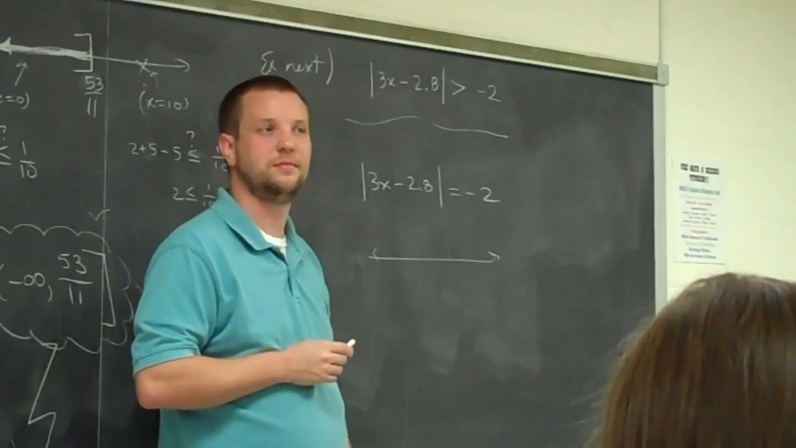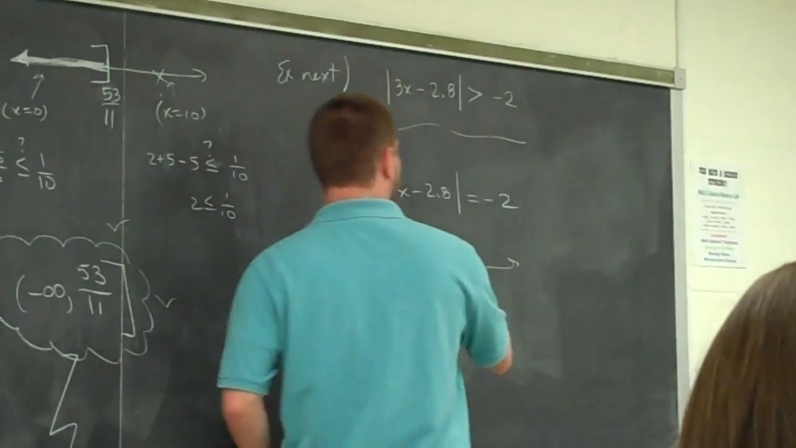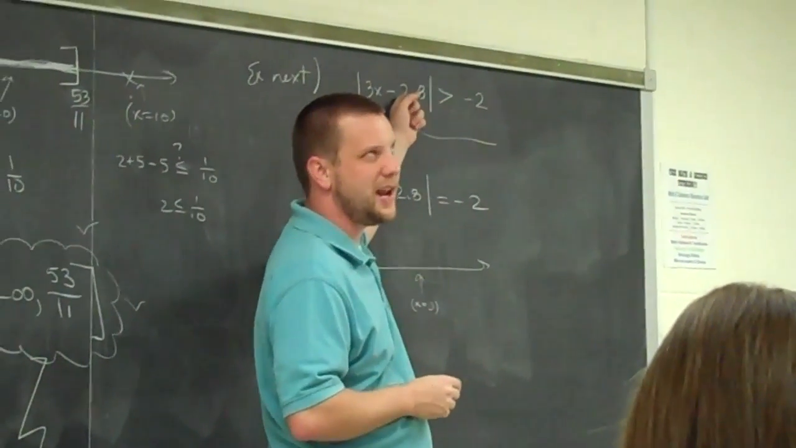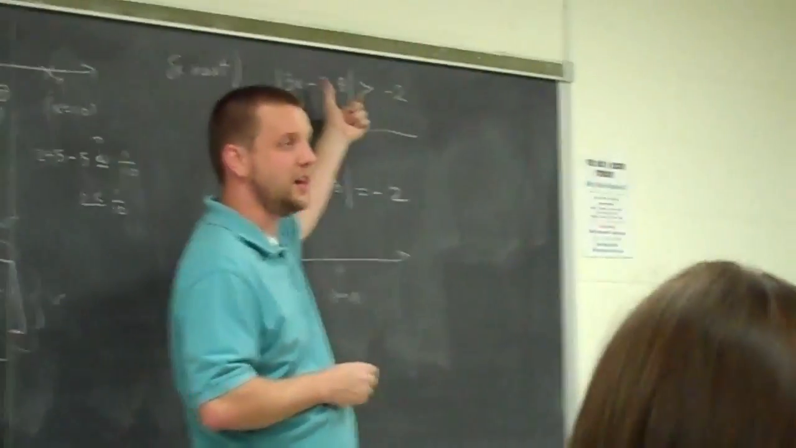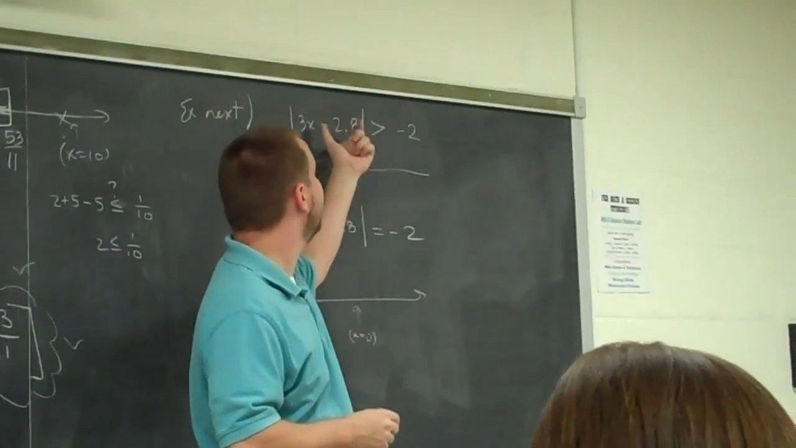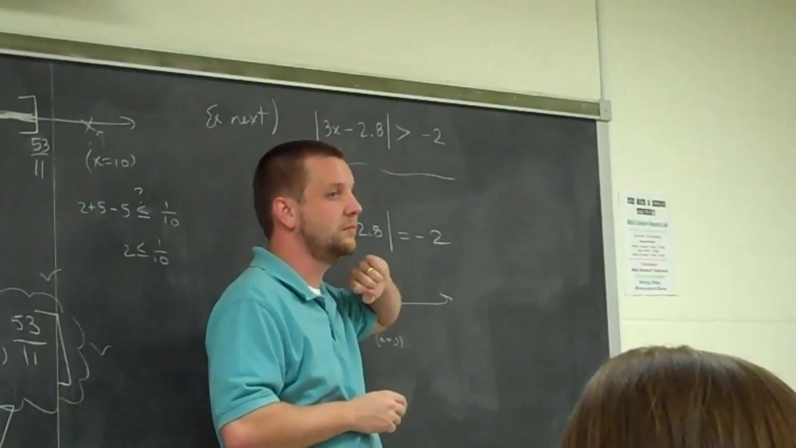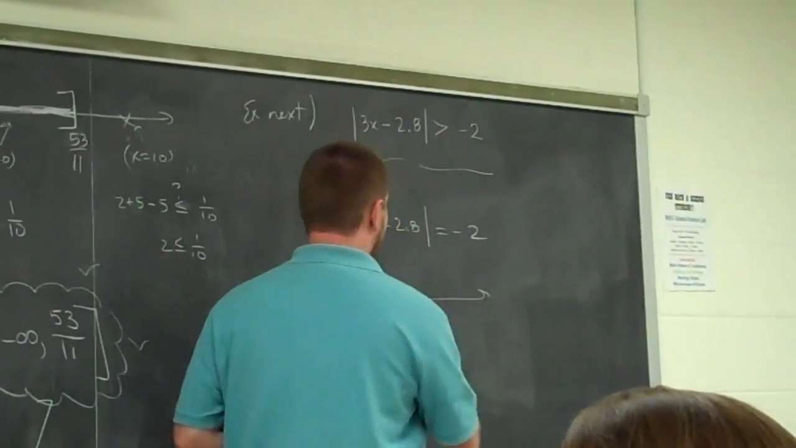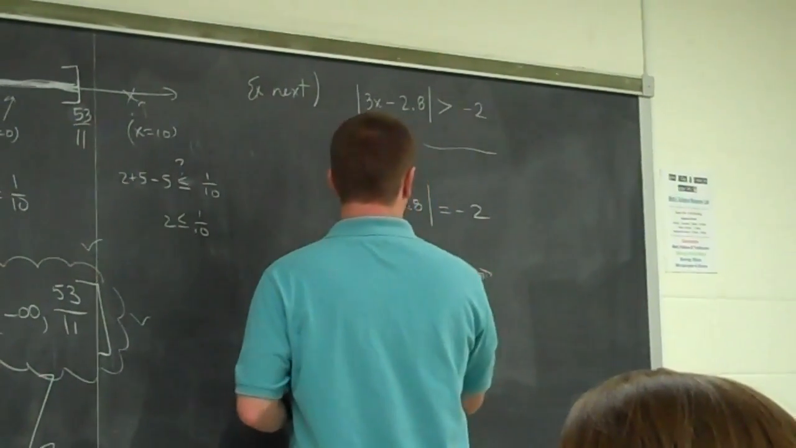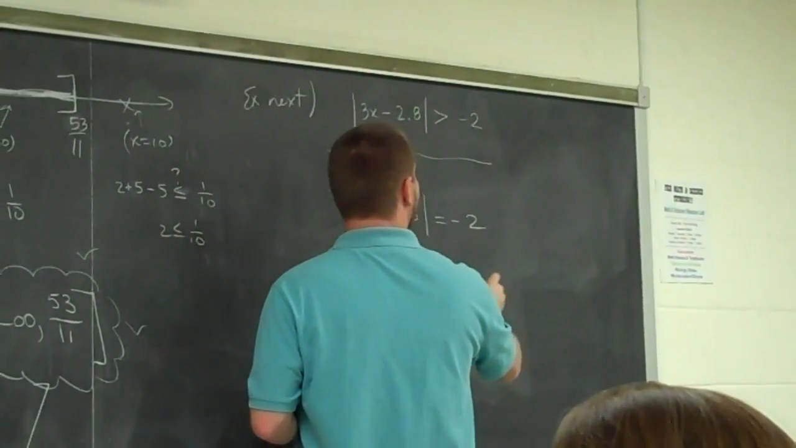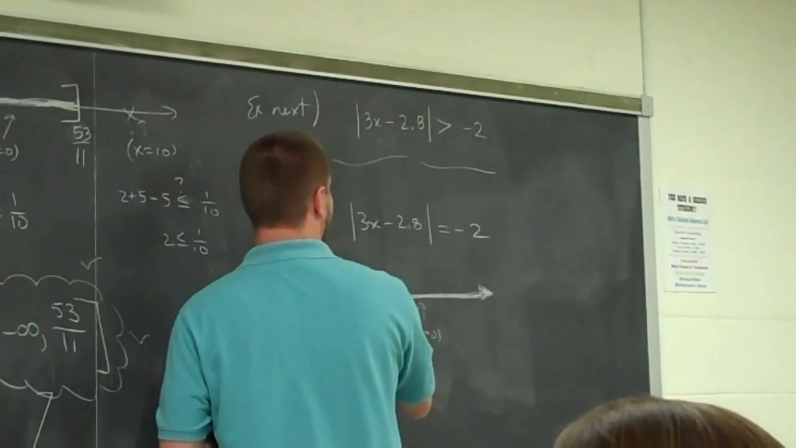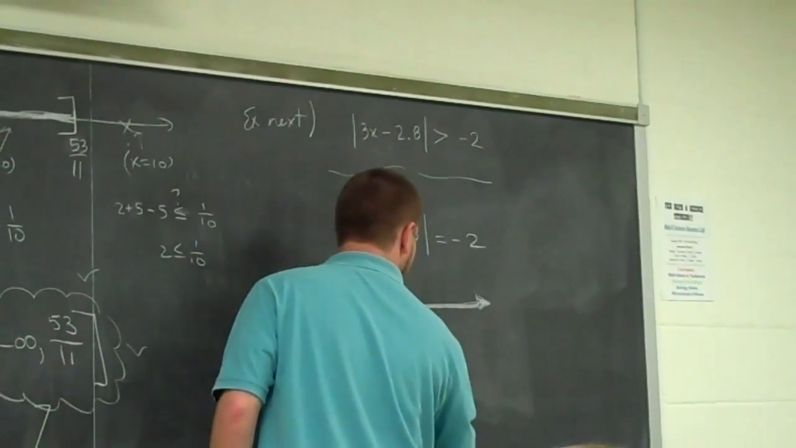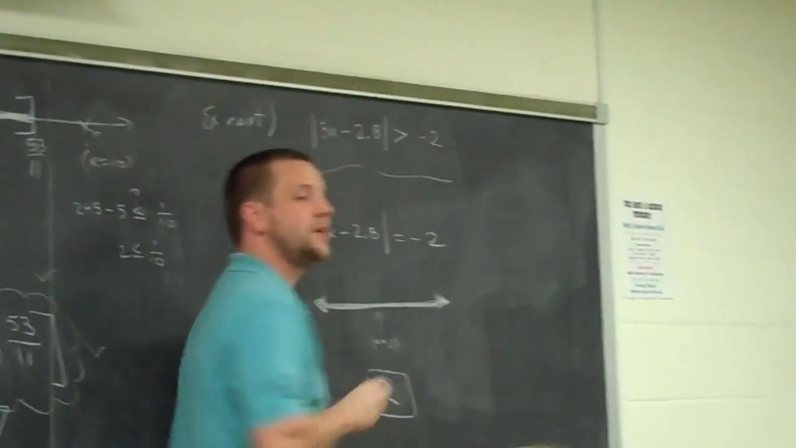How about 0? If I take x equals 0 and plug it in, 0 minus 2.8 is negative 2.8, but then what's the absolute value of negative 2.8? 2.8. And is 2.8 greater than negative 2? Yes. So is 0 a solution? So it turns out all of our numbers are going to be solutions. That's the direct approach. But there's, I think, a cleaner, more elegant, more intuitive approach to this problem. So my solution set is all the numbers, right?